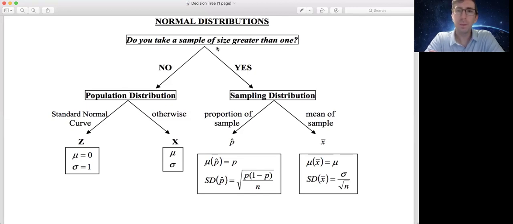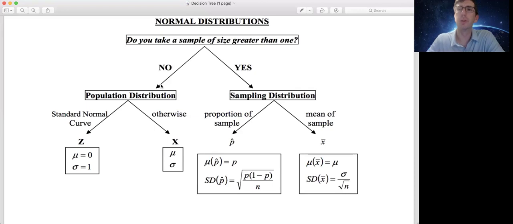So this first question we can kind of ask ourselves and look for in the question, or the problem that we're working on can help us. It says, do you take a sample size of greater than 1? If the answer to that is no, then you're coming over here to the left side of this decision tree, right? And you're talking about a population distribution.